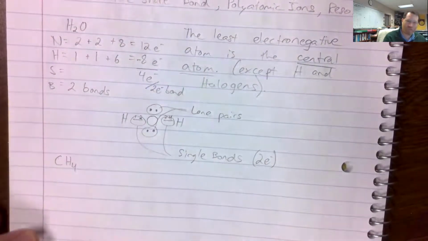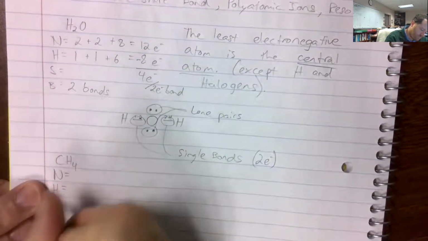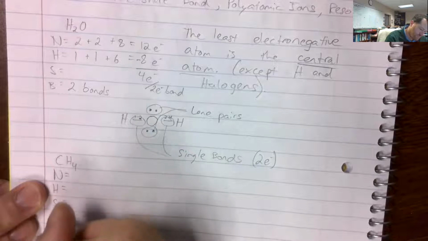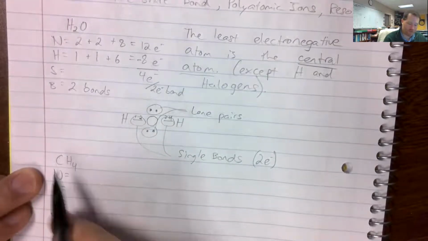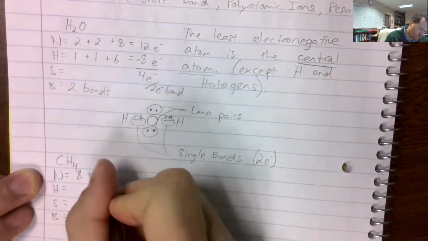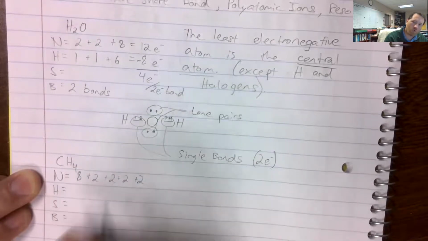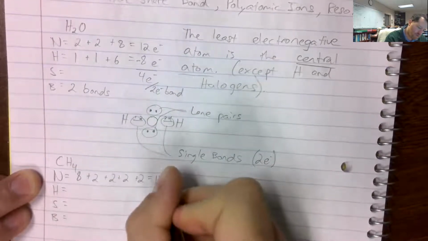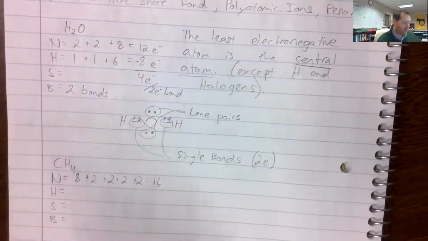Let's try another example, CH4. So again, everybody needs 8. So carbon needs 8, except hydrogen, who only needs 2. We've got 4 of them. That's what the little subscript 4 here tells us. So we need a total of 16 electrons. How many do we have?